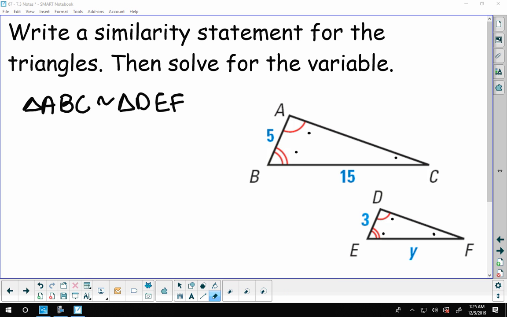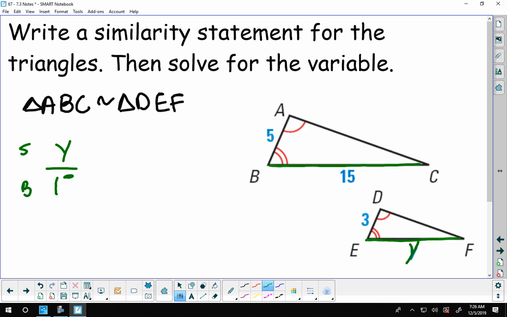Then solve for the variable. Now because my triangles are similar, we can set up a proportion for the side lengths because corresponding side lengths are proportional by definition. So y in the small triangle, I always start with my variable. You don't have to. There's multiple different proportions you can set up. Y in my small triangle corresponds to 15 in my big triangle. So if I do small over big, I have to make it equal small over big. So 3 in my small triangle corresponds to 5 in my big triangle.